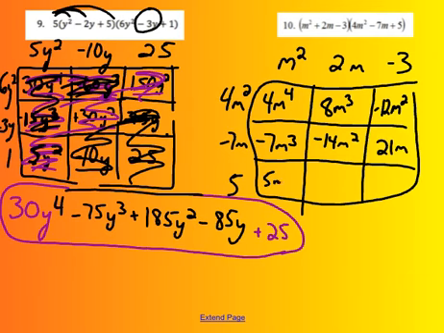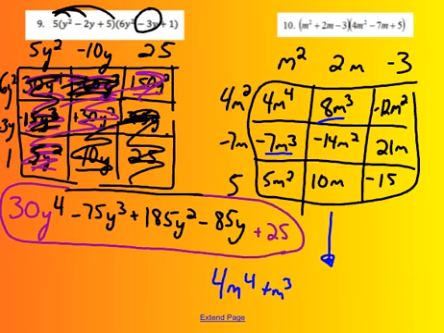So then I have 5m squared. 2 times 5 is 10m. And negative 15. I'm going to write this one in blue. So down here on the bottom, I still have 4m to the fourth. Negative 7 and 8 is just an m cubed. Minus negative 12 and negative 14 is negative 26. Plus 5 is negative 21m squared.